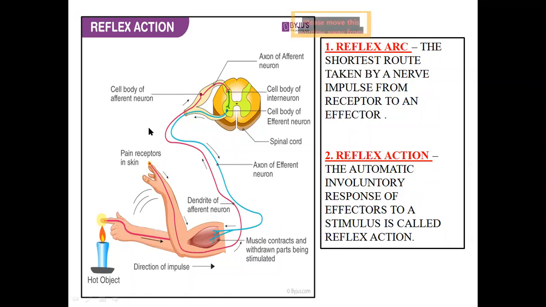And the change in behavior, the automatic involuntary response, that is the instant withdrawal of the hand, is a change of behavior of the body. This automatic involuntary response of the effector to a stimulus is called the reflex action. So this is the function which is coordinated by our spinal cord below our neck. I hope you understood this much.